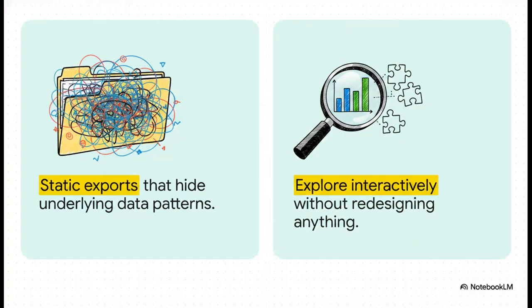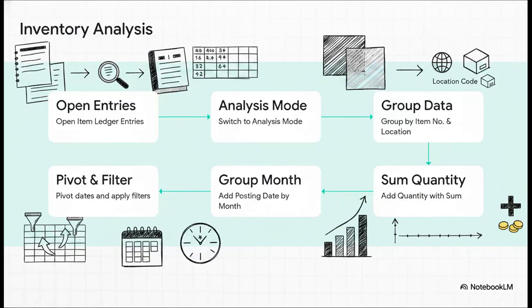You know, static reports have a terrible habit of hiding the exact patterns we're actually trying to look for. I mean, trying to find slow-moving items buried in a massive static list, it's an absolute nightmare. It's like finding a needle in a haystack. But this new approach gives you total interactive exploration. It lets you spot trends and adjust your groupings on the fly without ever having to go back and tweak the original report designer. Let's look at inventory.